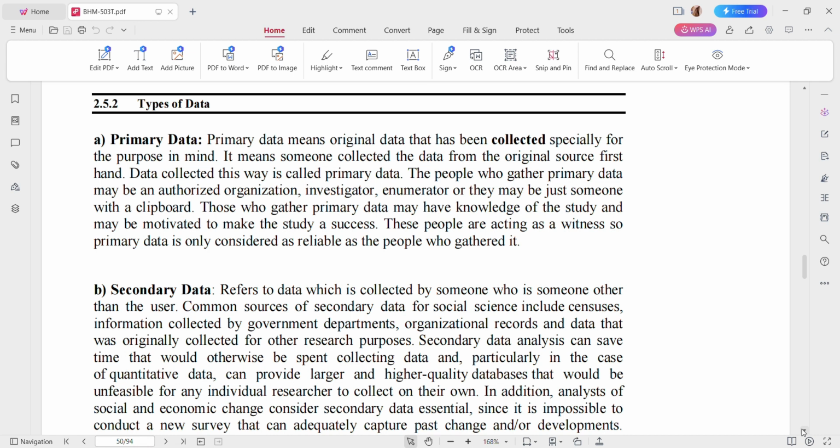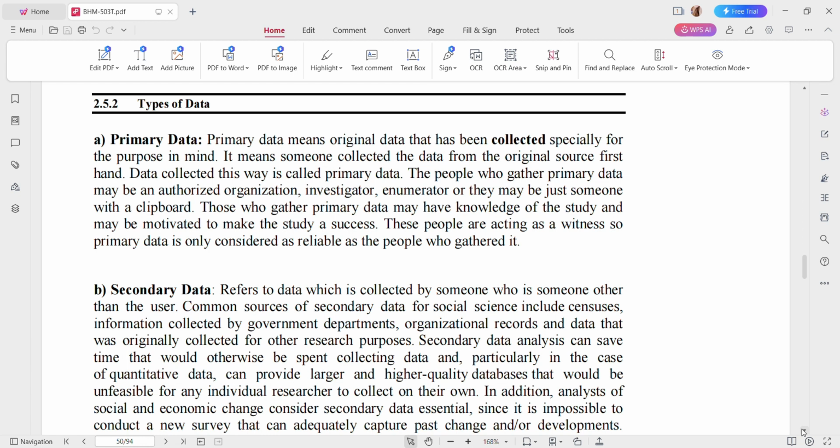These are firsthand information being collected by maybe an authorized organization, an investigator or researcher, enumerator, or they may be just someone with a clipboard. So these are data being collected through interview, through survey. So these are first-hand data. Now, what do you mean by secondary data? How does it differ from the primary data?